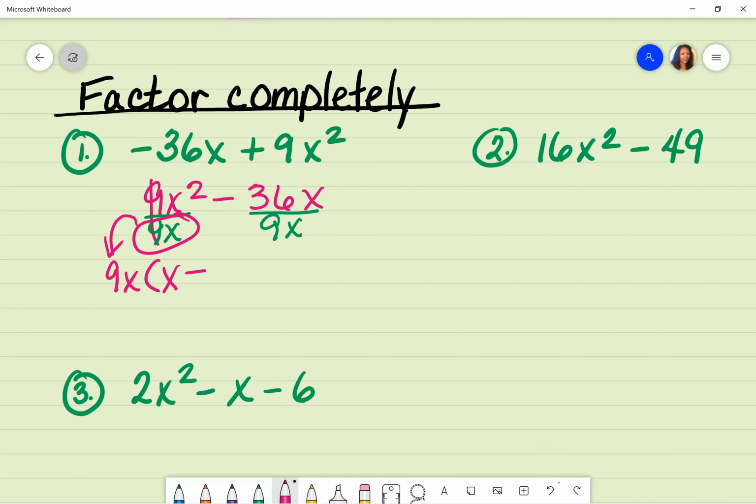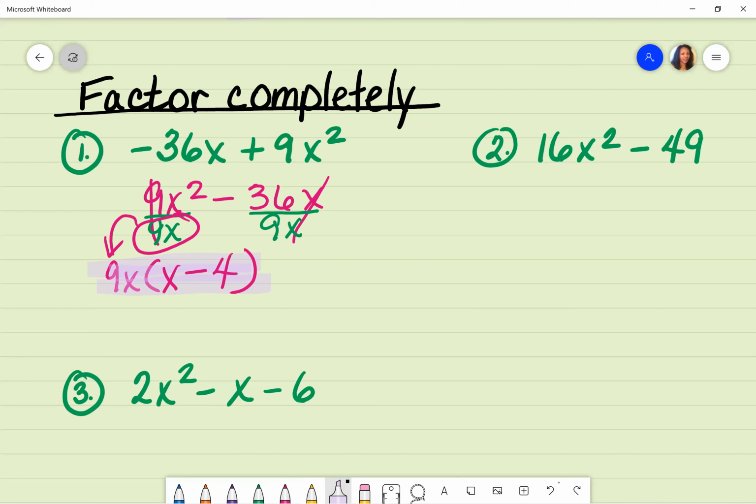Bring down this sign. What's 36 divided by 9? It's 4. X divided by itself is simply 1, so I no longer need that. And I can't do anything else. So this is my final factored form. And it has parentheses in it.